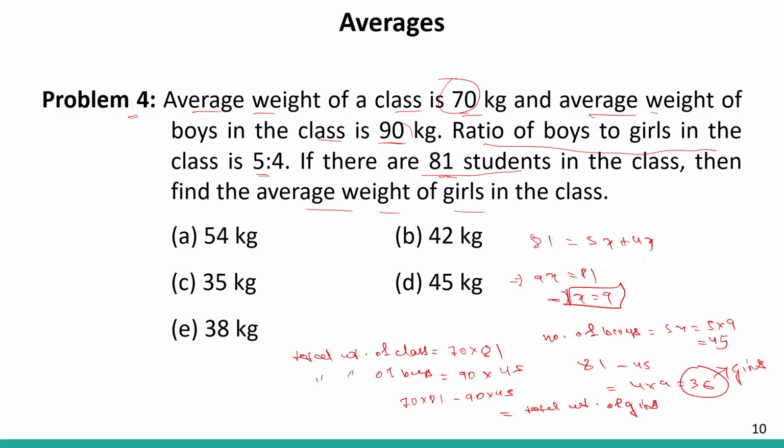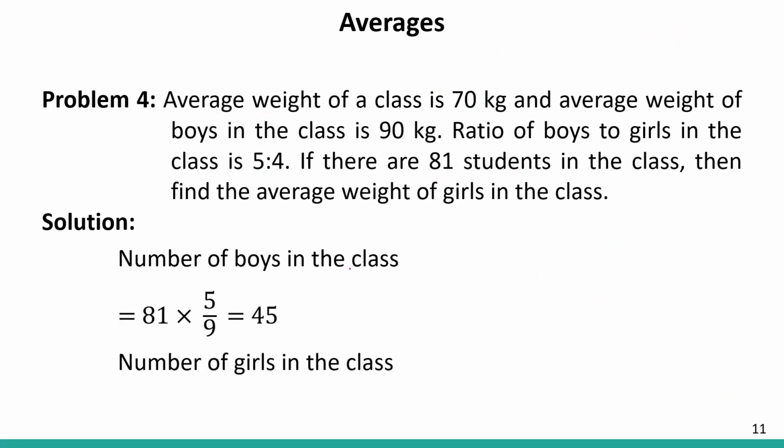Okay, I can see this. So this implies that average of girls is equal to 70 into 81 minus 90 into 45 whole by 36. Okay, so let's see the step-by-step solution to arrive at the proper answer.